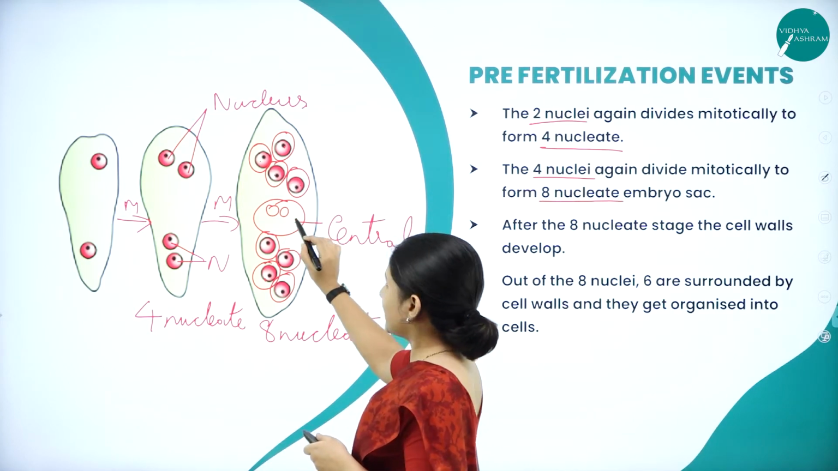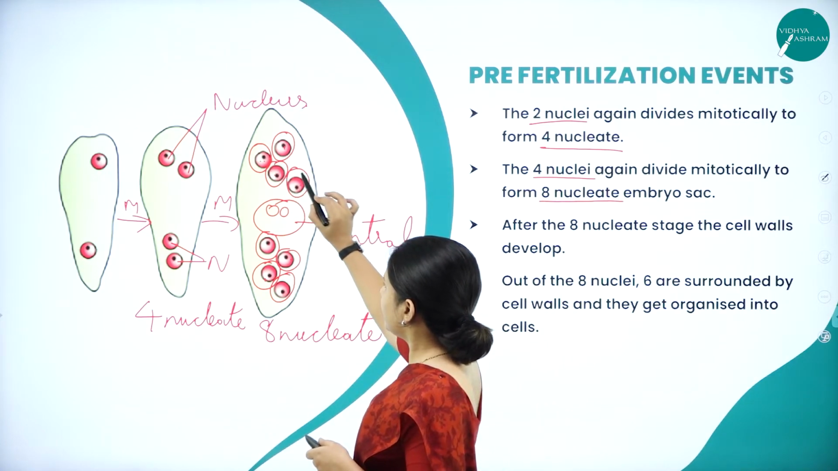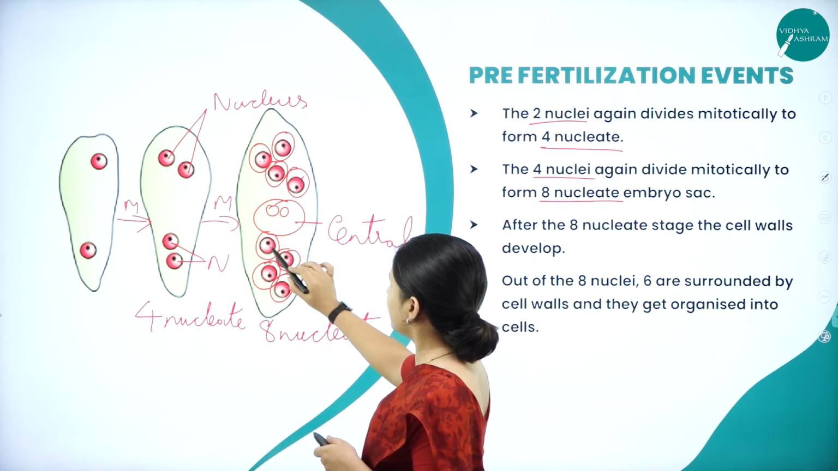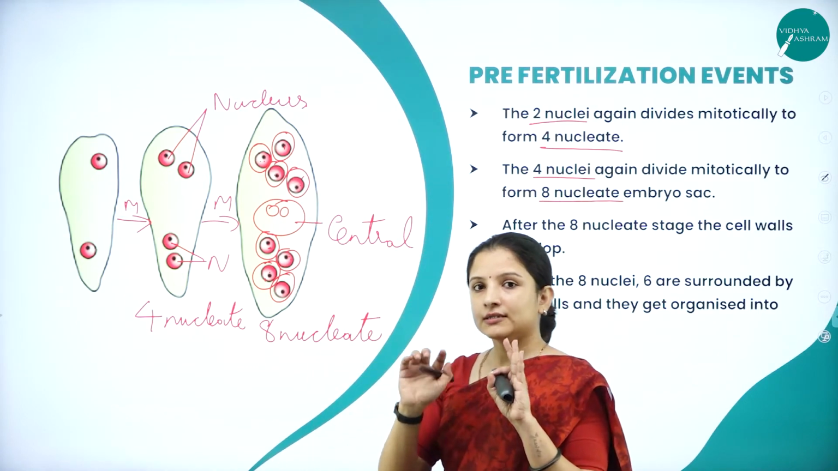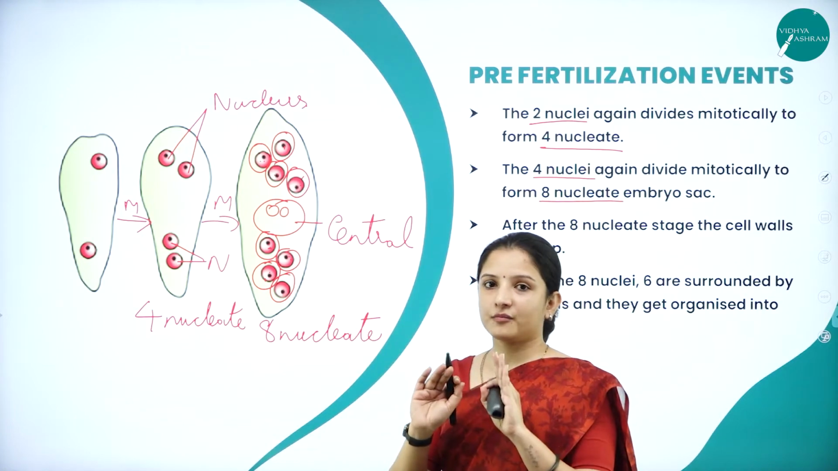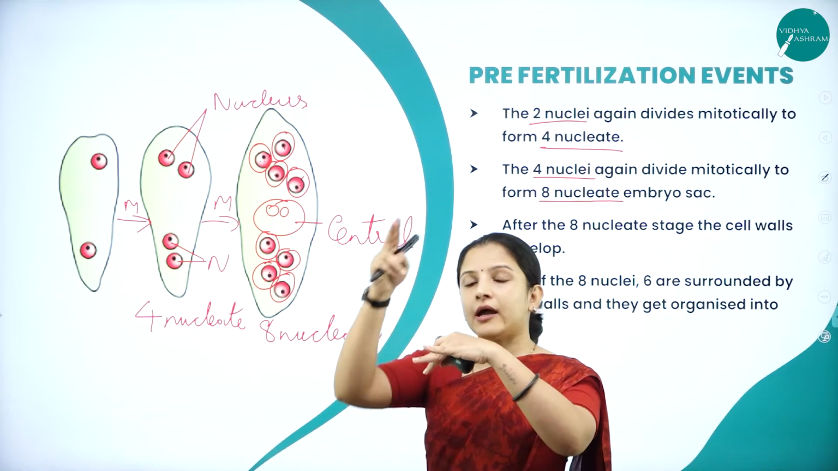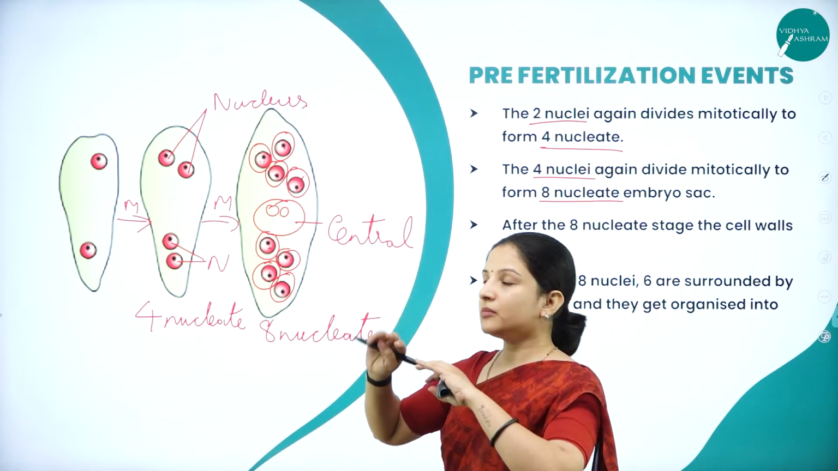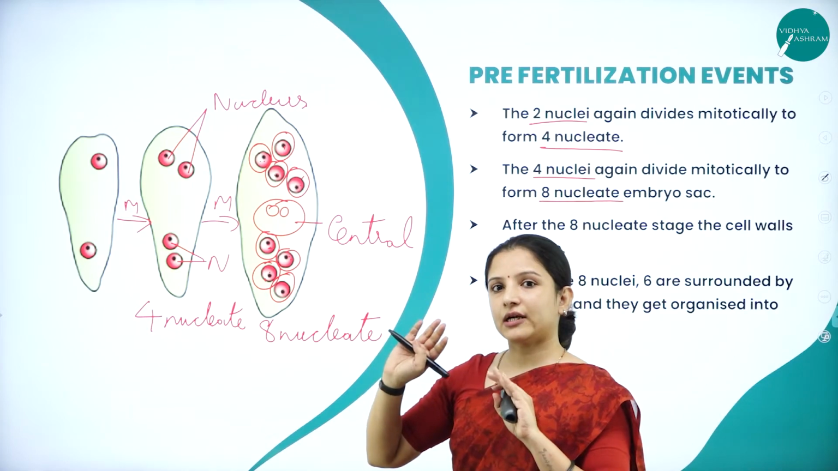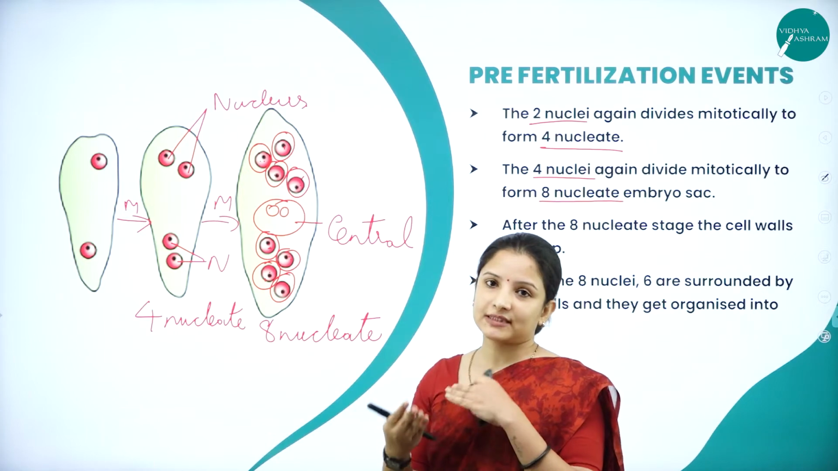Inside the central cell, you'll have 2 nuclei. So, only 6 will form cell walls separately, and the 2 nuclei will move to the center, and around the 2 nuclei one cell wall is formed. Therefore, it will become 7-celled. So, that is how it occurs. Though it is 8 nuclei, it will become 7-celled.